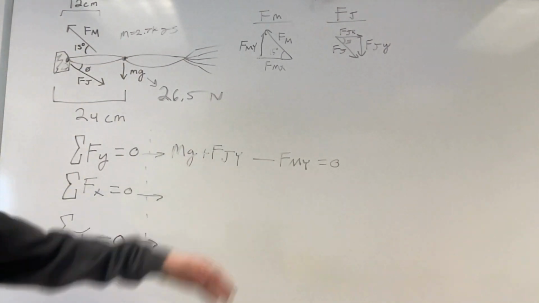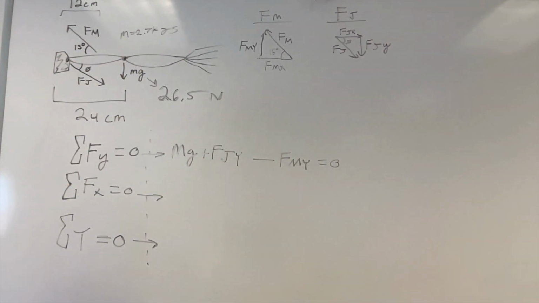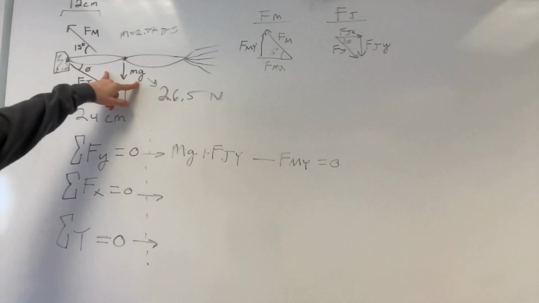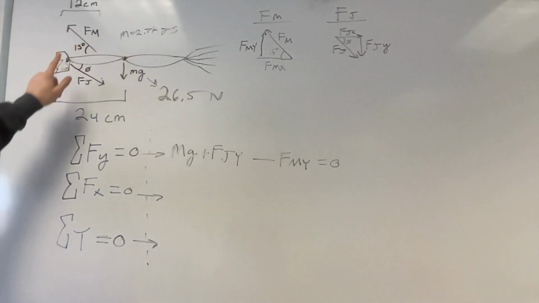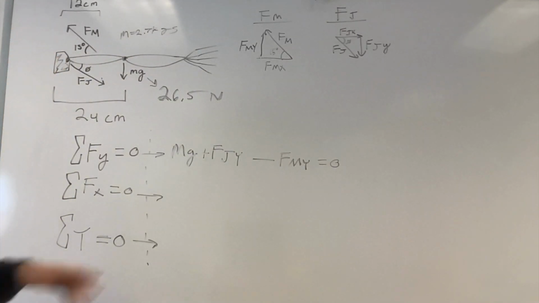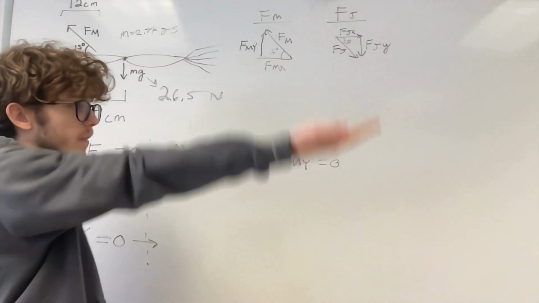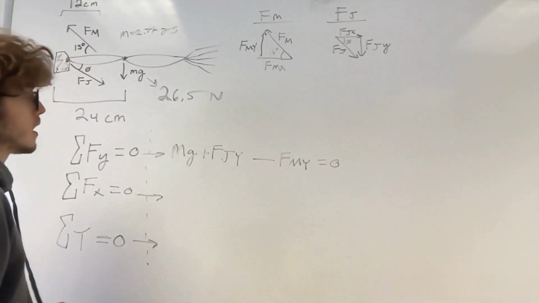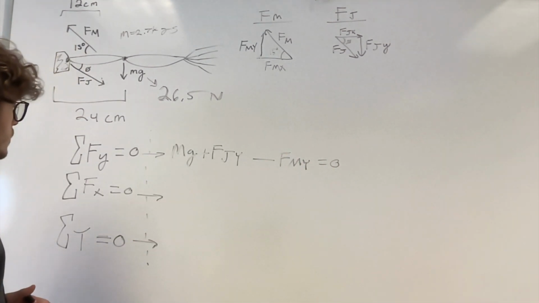So that's a little algebraic thing that we can write there: F_j of y plus mass times gravity minus the y component of F_m is going to be equal to 0, because our hand is not moving up or down. It's not moving up or down, right? We're just supporting it like that. So we're in equilibrium. The sum of F_x equals 0.